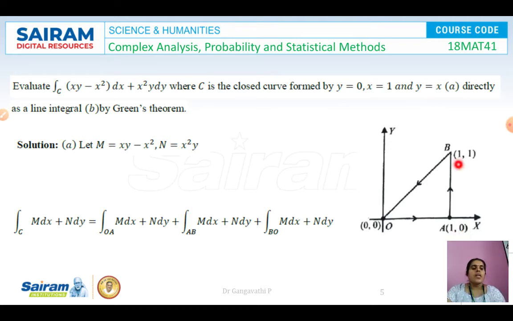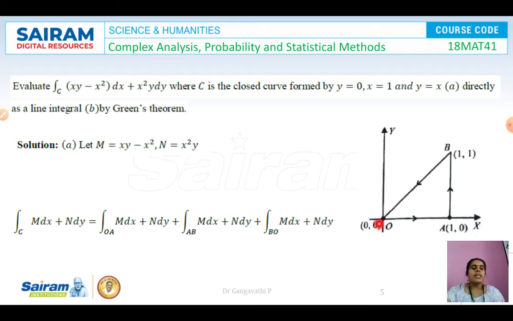And another corner is B, which has a coordinate x is equal to 1 and y is equal to 1. So now we need to have a simple closed curve, so we need to mark the directions. We will start the curve from origin. It will move towards A in this direction and it moves up towards B in this direction, and from B it will come back to O in this direction.